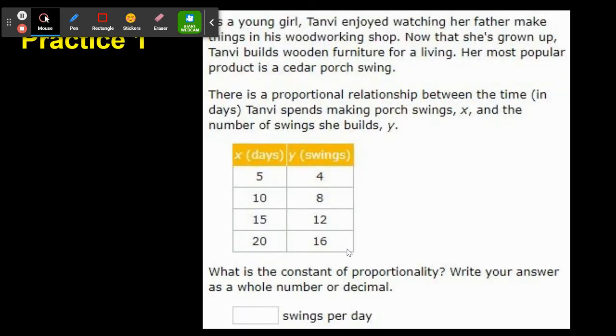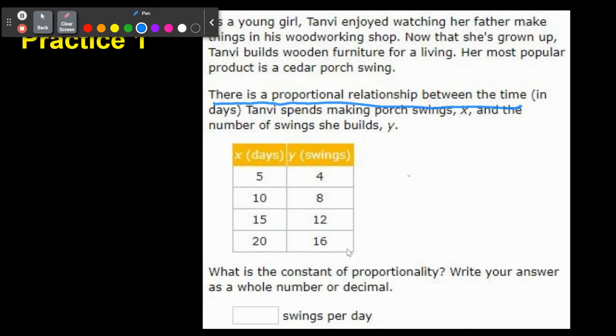Go ahead and see if you can find the constant of proportionality for this table. Again, you're not determining if it is proportional. It's telling you right here that it is a proportional relationship, between time and how much he spends. Go for it.